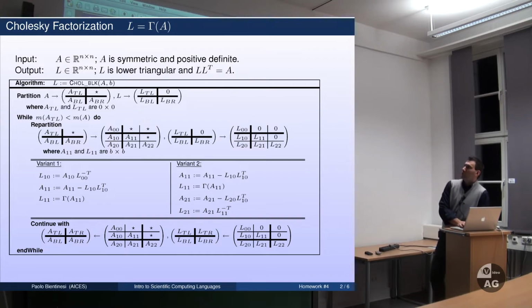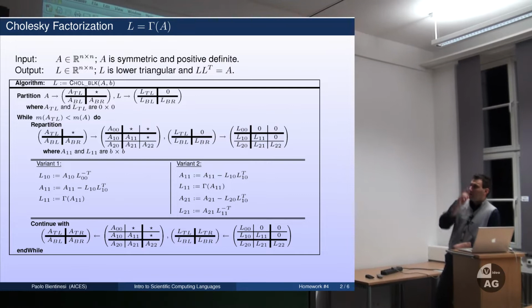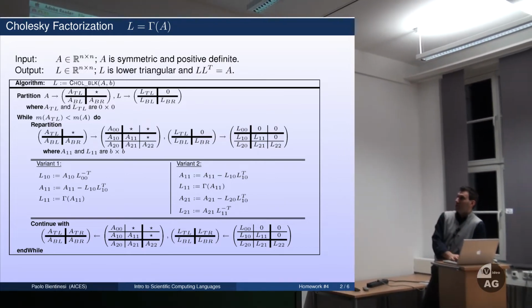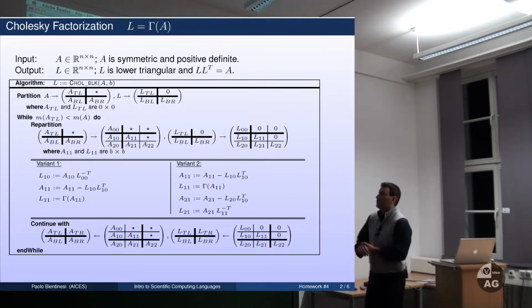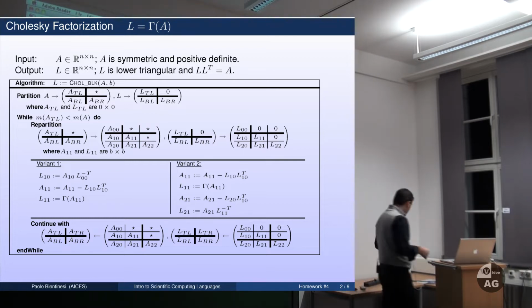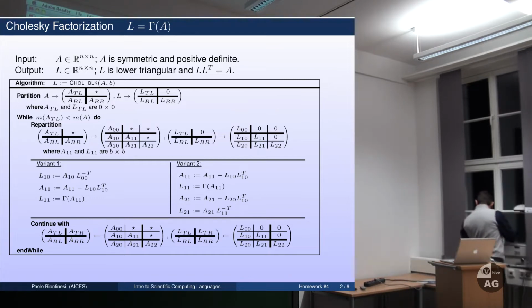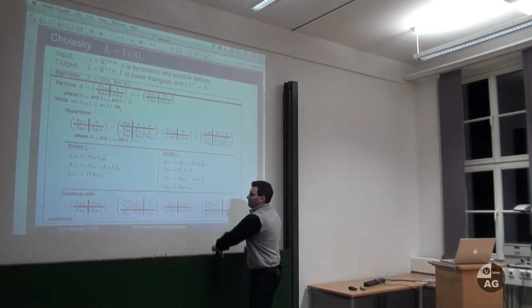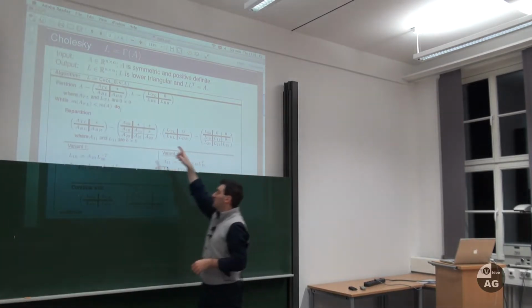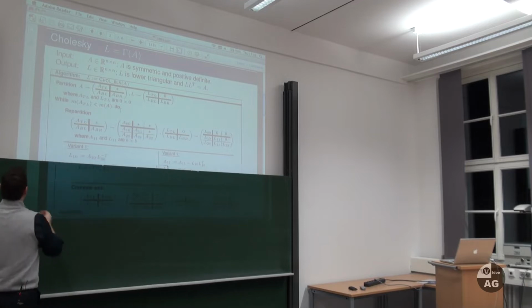Then what do we want to do? We want this function to partition our matrix. A is input, L is what I'm trying to compute, into 4 quadrants, where the top left quadrant is empty, a 0 by 0. And then we start a loop. Let's start with the very first instruction, partition.